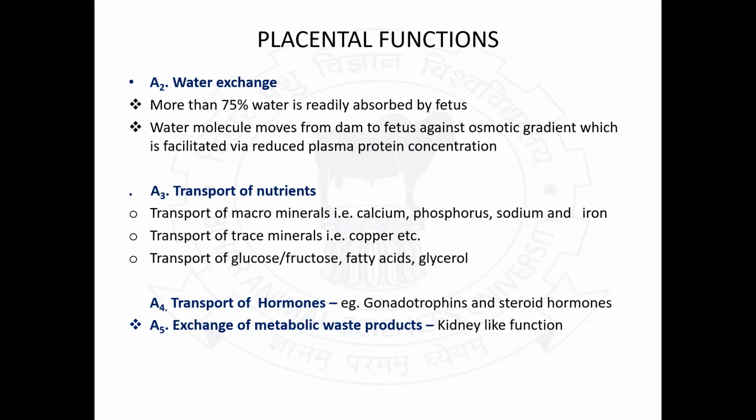Certain hormones like gonadotropins and steroid hormones will get transported. Okay, then the metabolic waste products, as I told you, most metabolic waste products are carried out through water exchange. Now the placenta itself acts as a kidney. The function of our kidney is that all the metabolic waste products, especially urea and other basic materials, are carried out through urine. So here the placenta works like a kidney, and all the metabolic waste products are expelled out from the body.